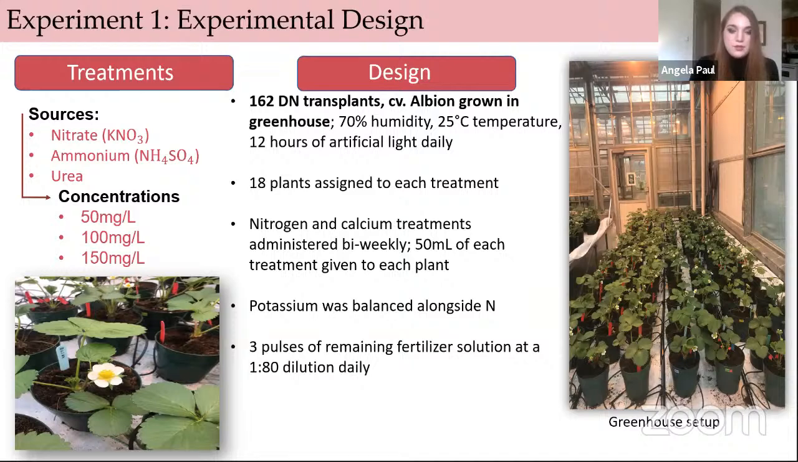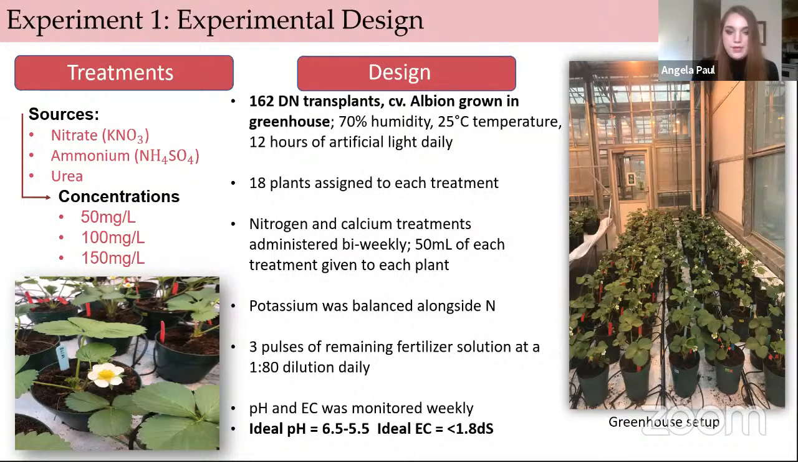Then with all other nutrients, I used drip irrigation by just applying 3 pulses of fertilizer at a 1 to 80 dilution daily. And for each of these treatments, I also tried to monitor pH and EC, keeping within an ideal pH range of 5.5 to 6.5, and then ideal EC of under 1.8 deciSiemens.